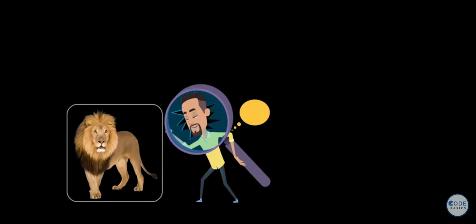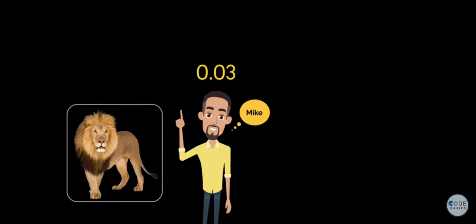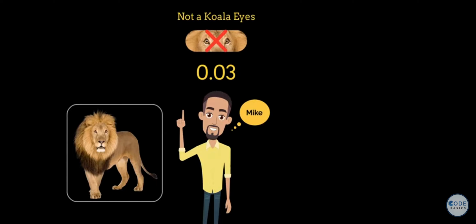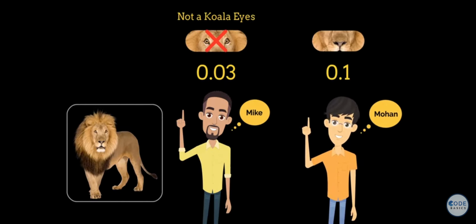When you give them an image of a lion, Mike will say the decision is 0.03 because the eyes are like round eyeballs, but they don't look like a koala's eyes, so 0.03. Similarly, for the nose, he can just give some score. And if the score is more than 0.5, we'll say, yeah, those are koala's eyes or nose.